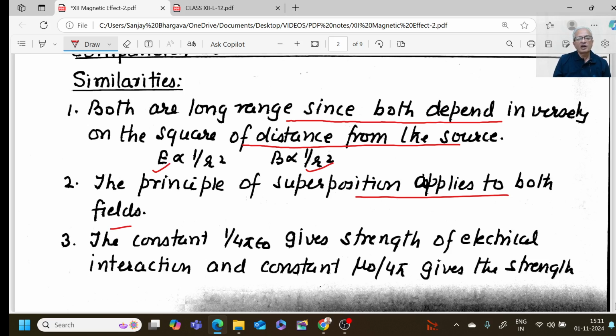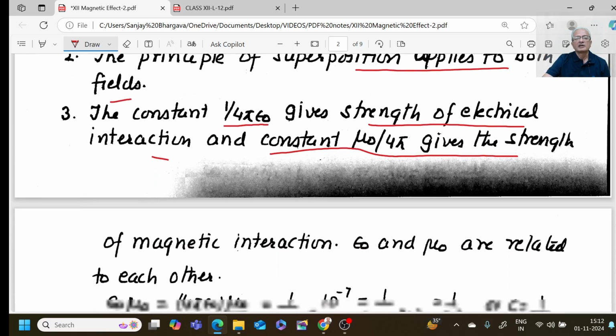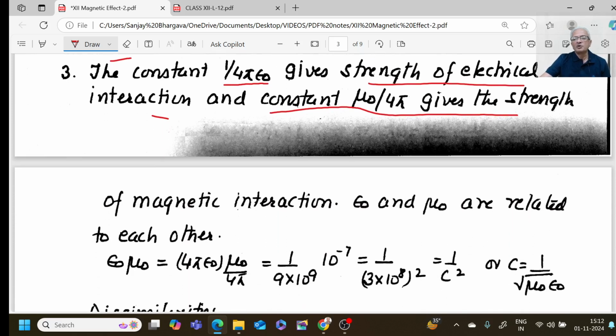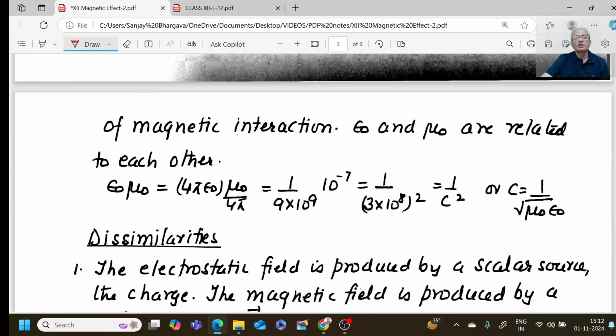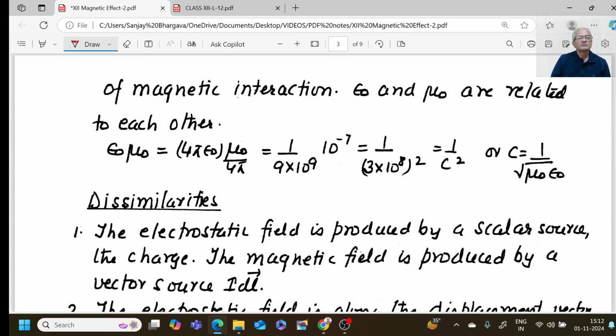The constant 1 upon 4 pi epsilon 0 gives the strength of electrical interaction, while the constant mu 0 upon 4 pi gives the strength of magnetic interaction. Epsilon 0 and mu 0 are related to each other. So I can multiply by 4 pi and divide by 4 pi. So what is the value of 4 pi epsilon 0? 1 upon 9 into 10 raised to power 9. And what is the value of mu 0 upon 4 pi? That is 10 raised to power minus 7.